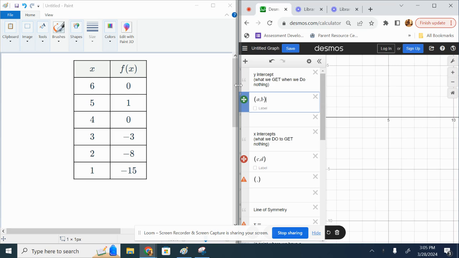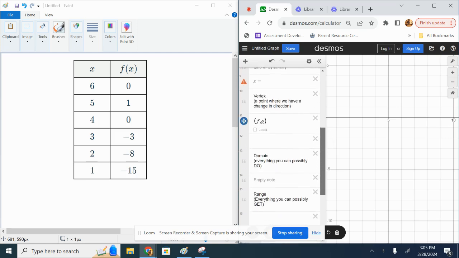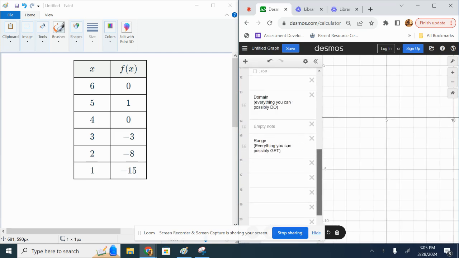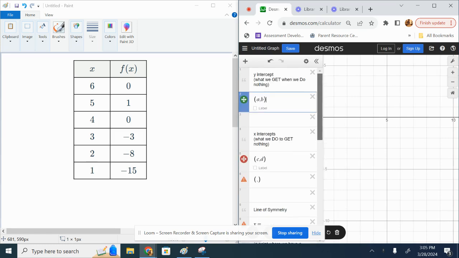We are going over finding features of a quadratic from a table. The features will include a y-intercept, x-intercepts, line of symmetry, the vertex, domain, and range. And then from there, we will write the equations in standard form, factored form, and vertex form.